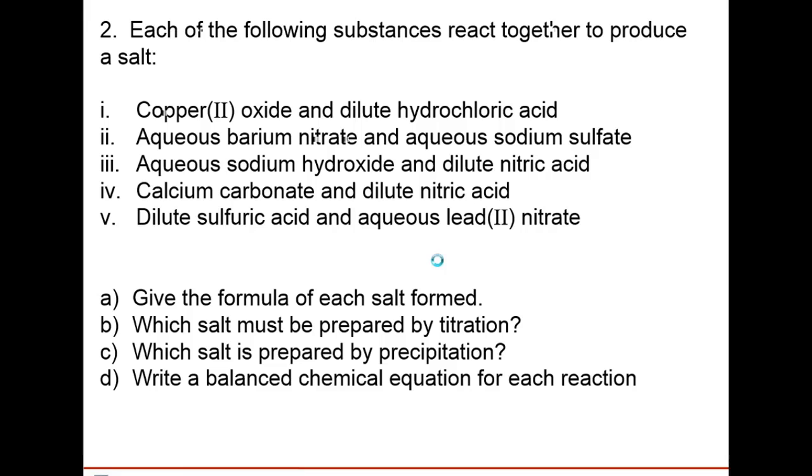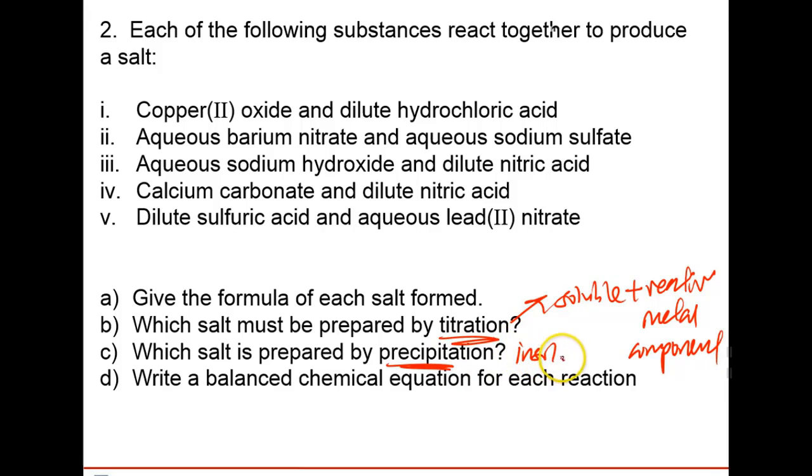Question number 2. Each of the following substances react together to produce a salt. We'll give the formula of each salt formed. Which salt is prepared by titration? Which salt is prepared by precipitation? So this one is a soluble salt plus reactive metal component. Precipitation means insoluble in water.